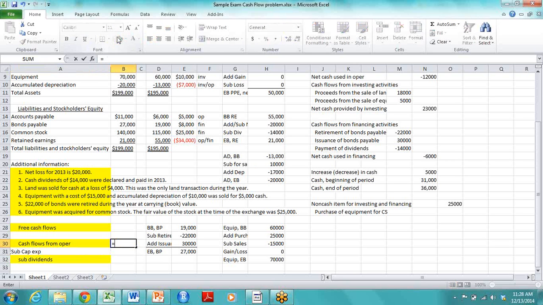So in this problem, we're going to take our cash flows from operating, which was -12. We're going to subtract capital expenditures, and here we're going to subtract capital expenditures where we paid cash. Remember, when we purchased equipment, we didn't pay cash for it. So our capital expenditures here are going to be 0. And then we are going to subtract dividends, which I think are 14.